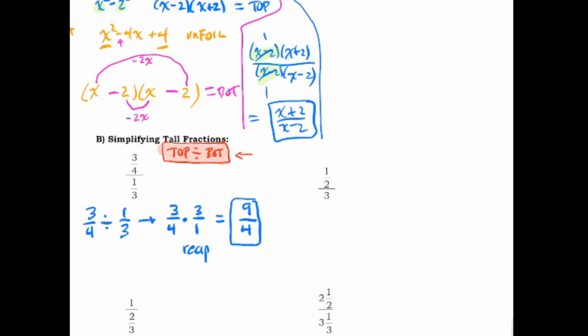I don't know what we're doing. We're making them look better. Now the important thing is knowing when you're going to do this unstacking, you have to be able to tell where's the top and where's the bottom, right? That's important because you're going to take what's on top, divide by what's on the bottom.